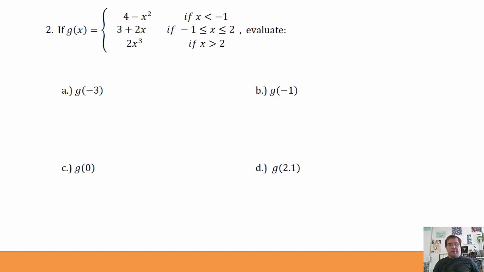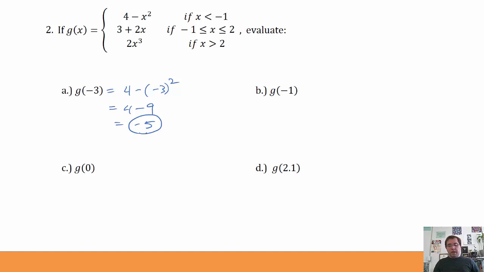So g of negative 3. I'm plugging in negative 3 for x, so which piece am I going to plug it into? Well, negative 3 falls into the first category. It is less than negative 1. So the piece I'm going to plug it into is the top piece. I'm going to do 4 minus, parentheses, negative 3 squared. Why parentheses? Because the negative gets squared. So when I square the negative 3, I get a 9. I've got 4 minus 9, and 4 minus 9 is negative 5.